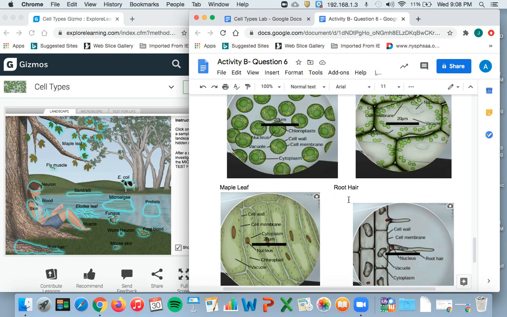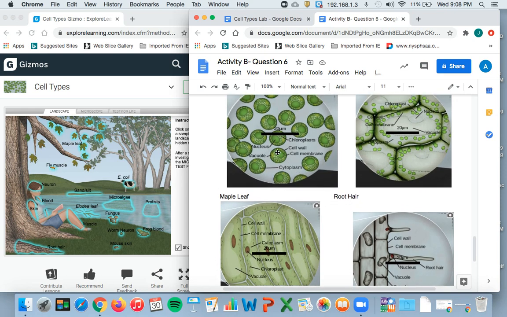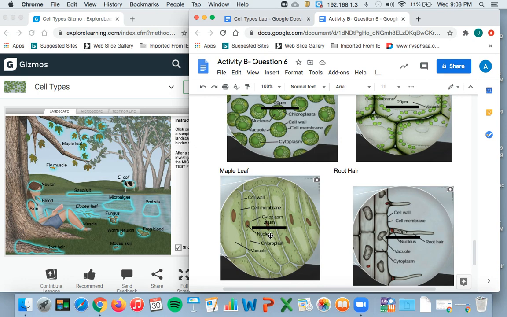Okay, I'm going to make a prediction right now. I'm thinking every cell has a nucleus. Let's double check. I see a nucleus here in my microalgae. Is there a nucleus in the Elodea? Oh, it is right over here. The maple leaf has a nucleus, and the root hair also has a nucleus.